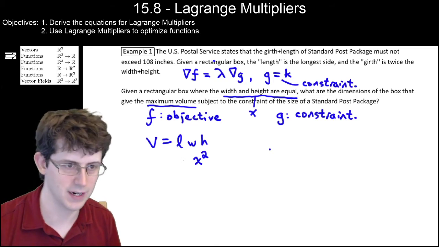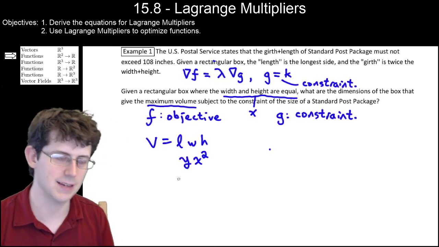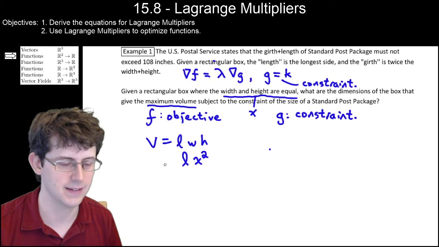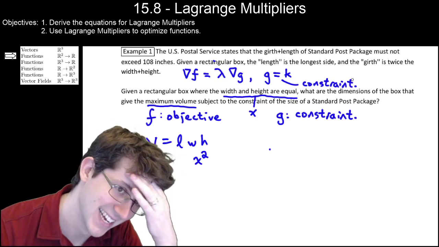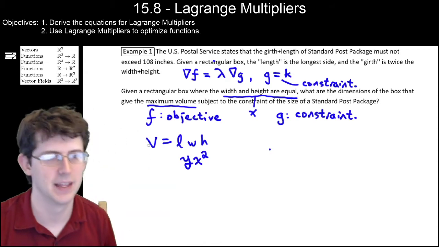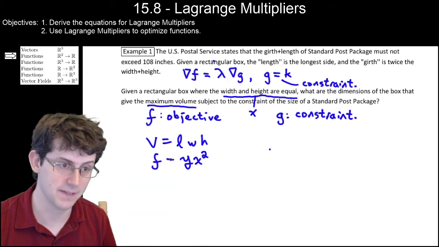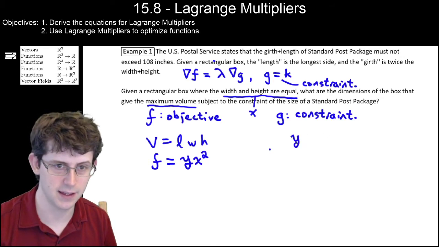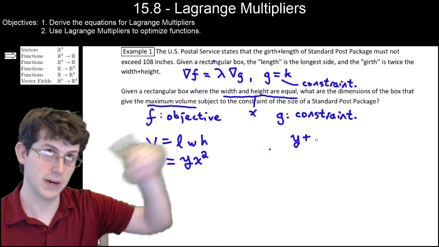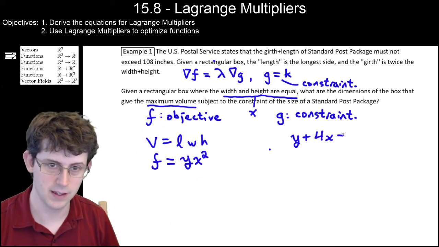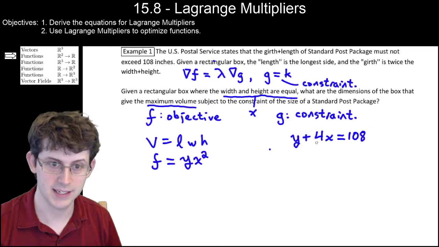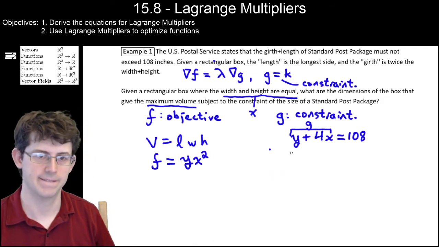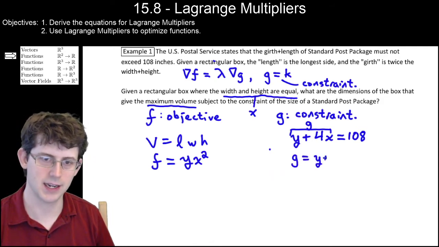The length, whatever, we could call it y because that's what we had previously, but I don't want you to feel like it's always x and y, so let's just make it L. L is confusing because we have a lambda. Okay, fine, whatever. We'll use x and y. And then because this is the objective function, I'll call it f. The constraint is that the length plus the girth, all the way around, is 108. This is g. So g is y plus 4x.